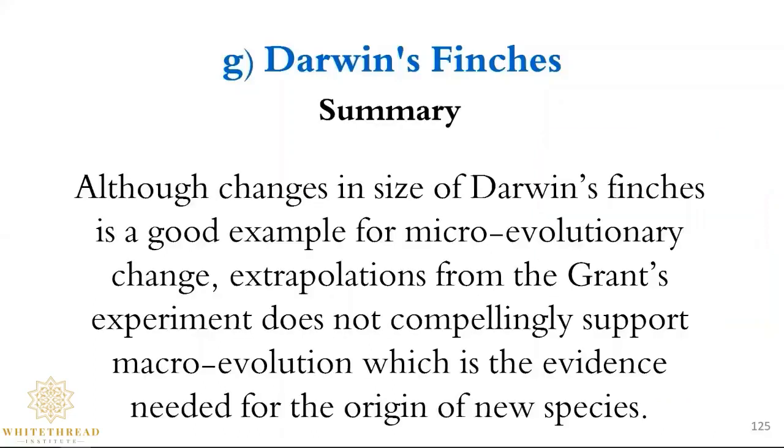So here is a summary. Although changes in size of Darwin's finches is a good example for microevolutionary change, extrapolations from the Grants' experiment do not compellingly support macroevolution, which is the evidence needed for the origin of new species.